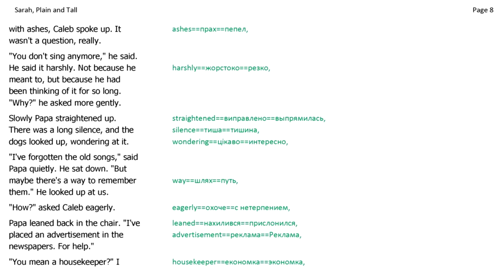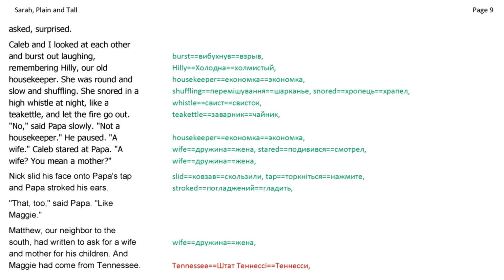He sat down. "But maybe there's a way to remember them." He looked up at us. "How?" asked Caleb eagerly. Papa leaned back in the chair. "I've placed an advertisement in the newspapers for help." "You mean a housekeeper?" I asked, surprised.